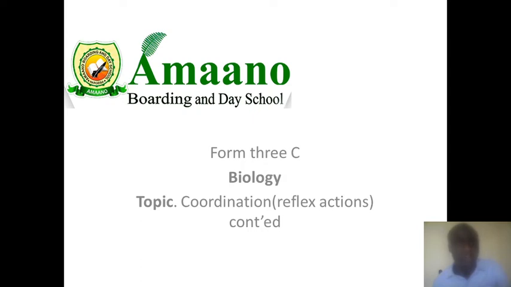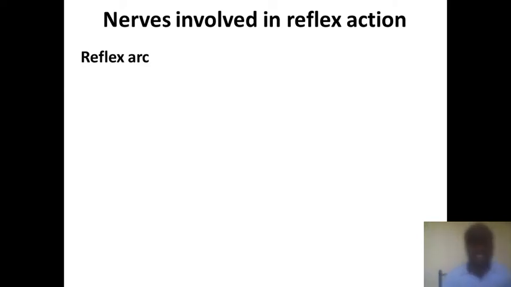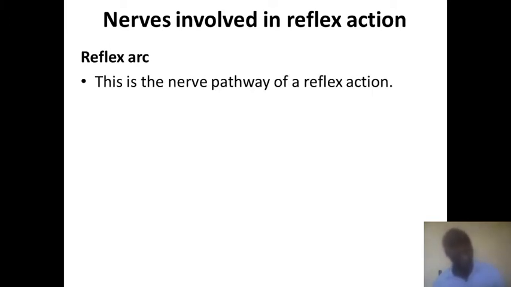And we looked at an example of a reflex action, that was the iris reflex. Then today, I want us to look at what we call the reflex arc, or the nerves involved in a reflex action. When we talk about a reflex arc, we mean the nerve pathway of a reflex action, or how impulses move from the sensory receptors up to the effectors that produce a response, or a reflex action.